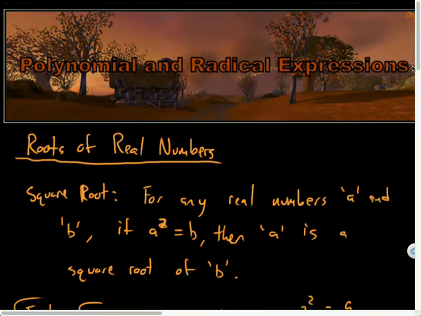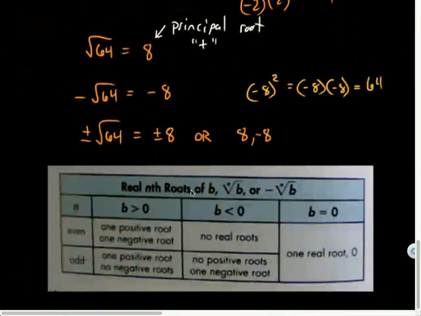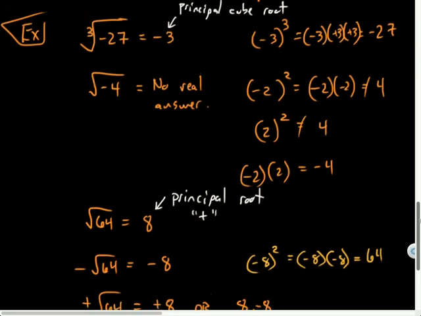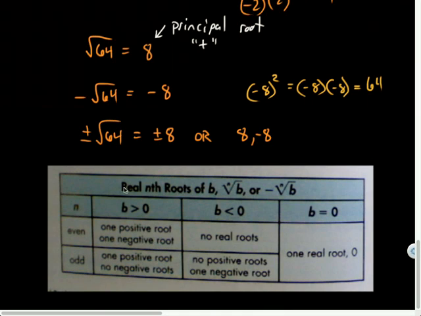So let's analyze this table real quick. If I have an even index of a positive number as my radicand, it will have one positive root and one negative root, like plus or minus 8, right? If I have an even index of a negative number, it will have no real roots, like when I tried to do the square root of negative 4. Okay? If I have an odd index, like my cubed root, of a positive number, it will actually have one positive root and no negative roots.